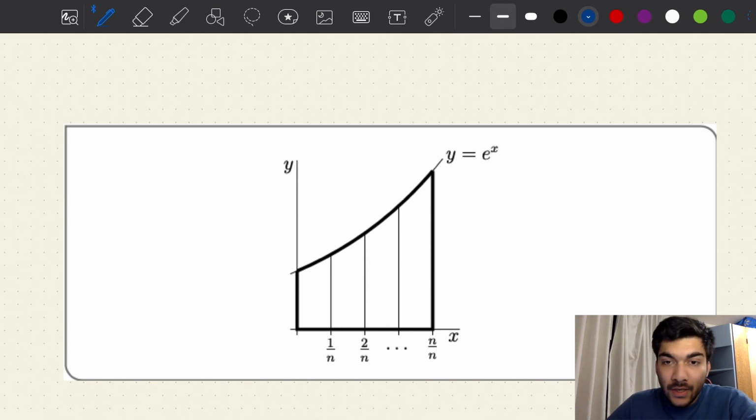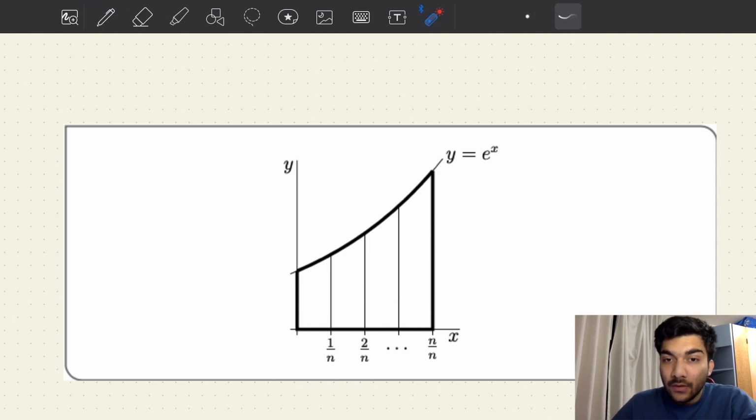Hello, and welcome back to our next video of the bite-size integral calculus series. In this video, we'll be continuing our previous discussion on calculating the actual area under the curve y equals e to the power x, bounded by the interval x equals 0 to x equals 1.